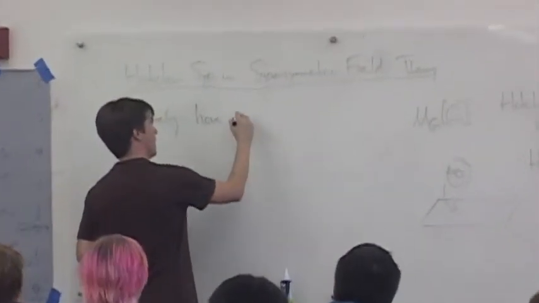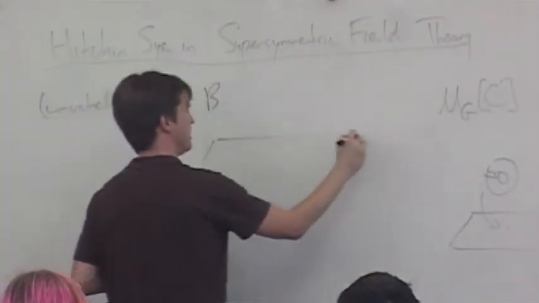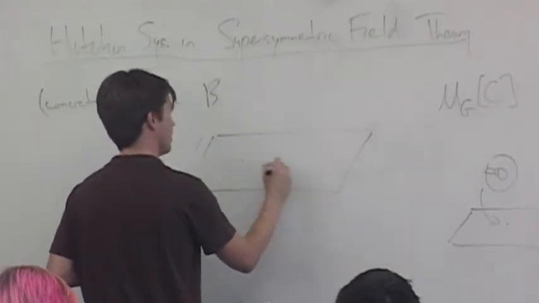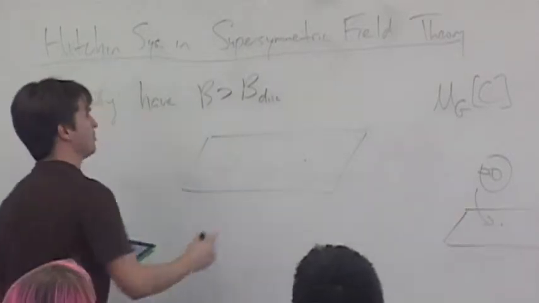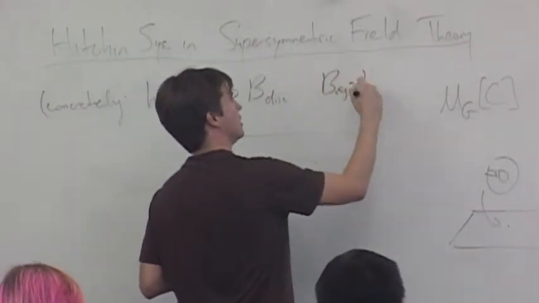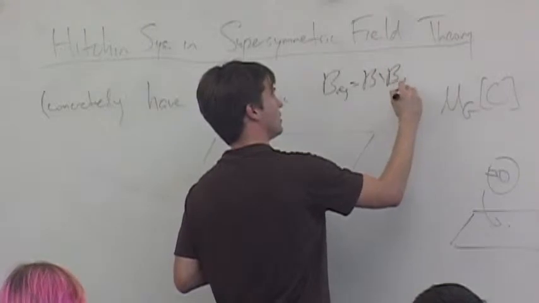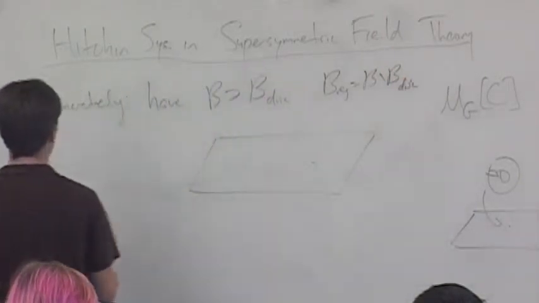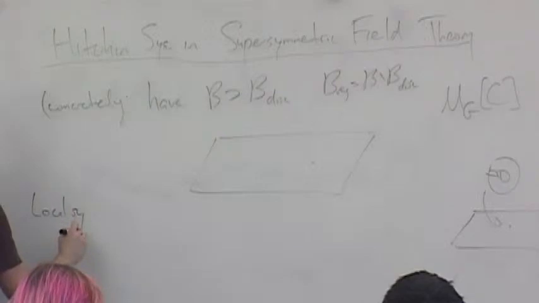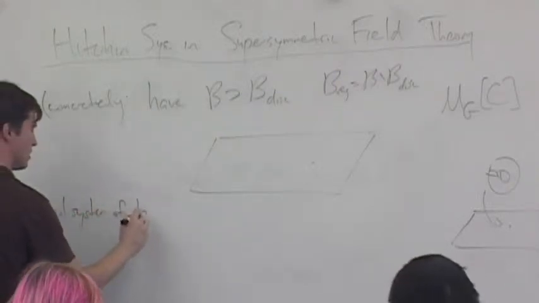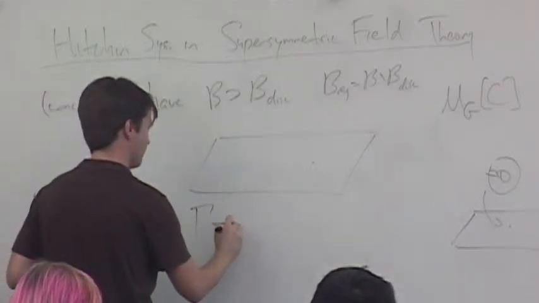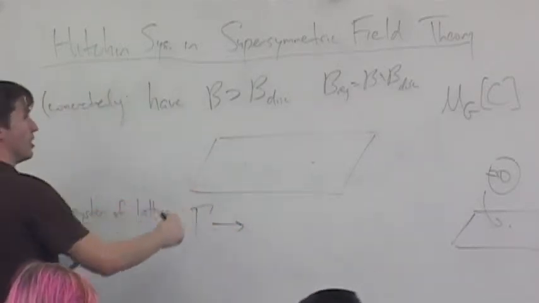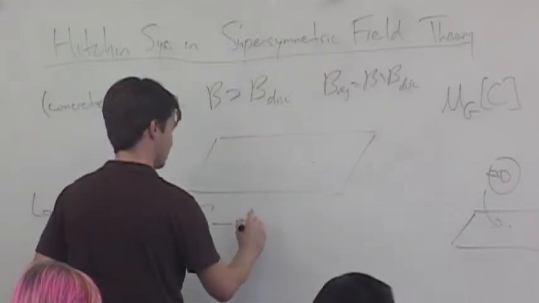So what we're going to have is the Hitchin base B. Inside of there is going to be a discriminant locus. And away from the discriminant locus, let's call it B regular, B minus B discriminant, we're going to have a local system of lattices. Literally lattices, so free abelian groups, Gamma over the regular part.